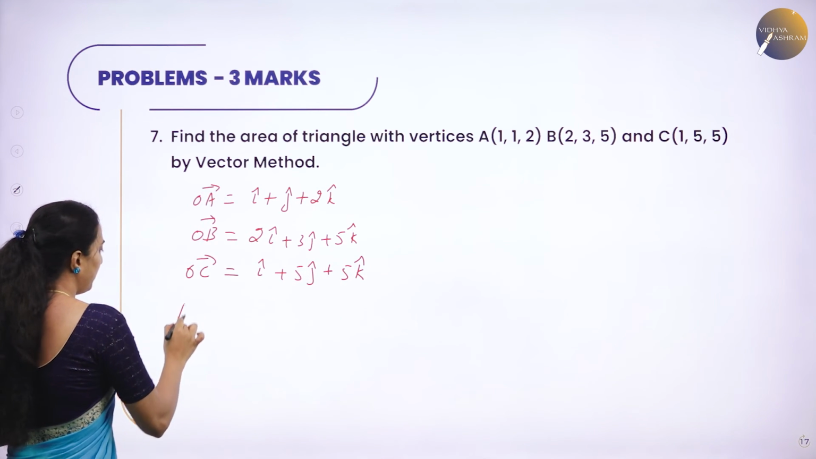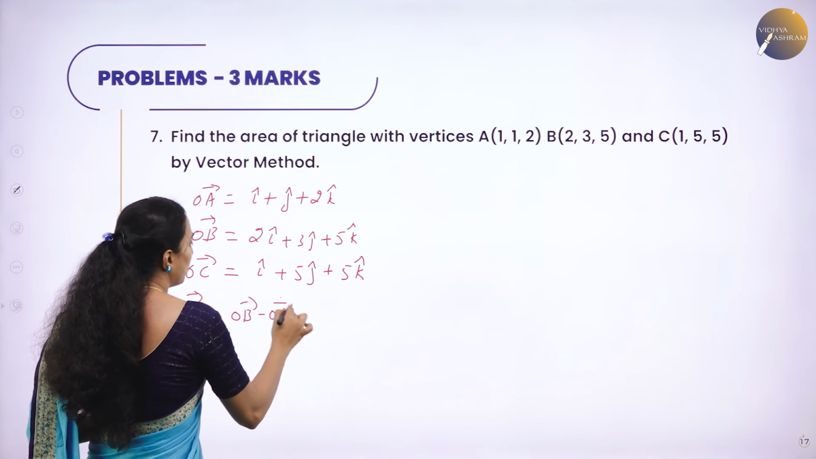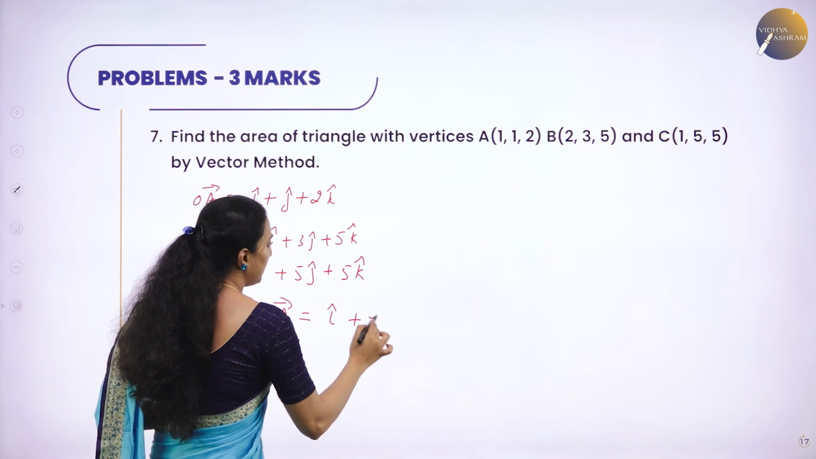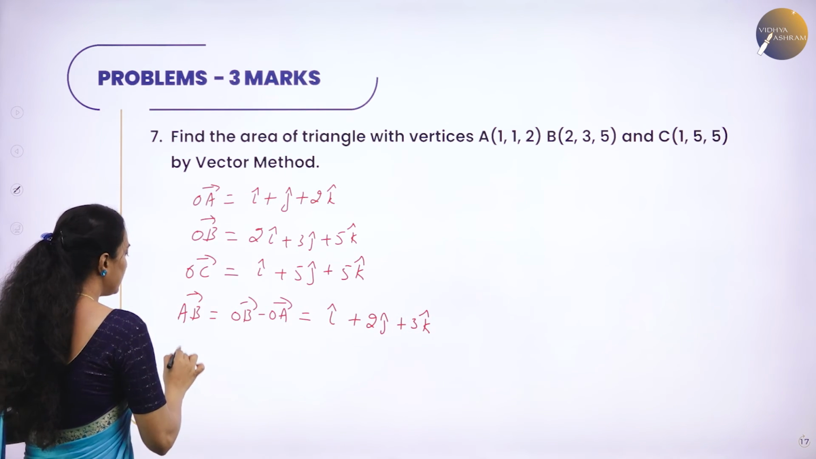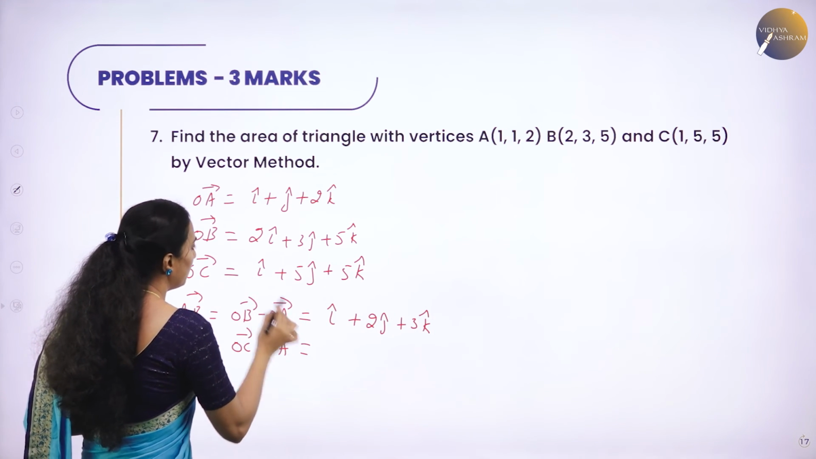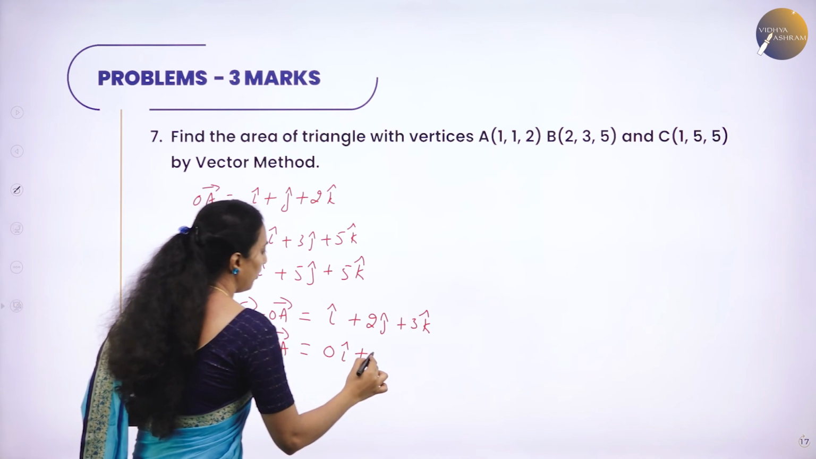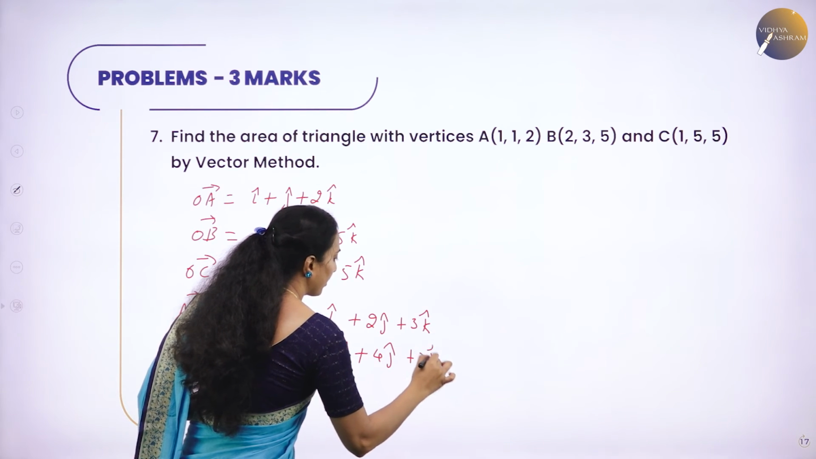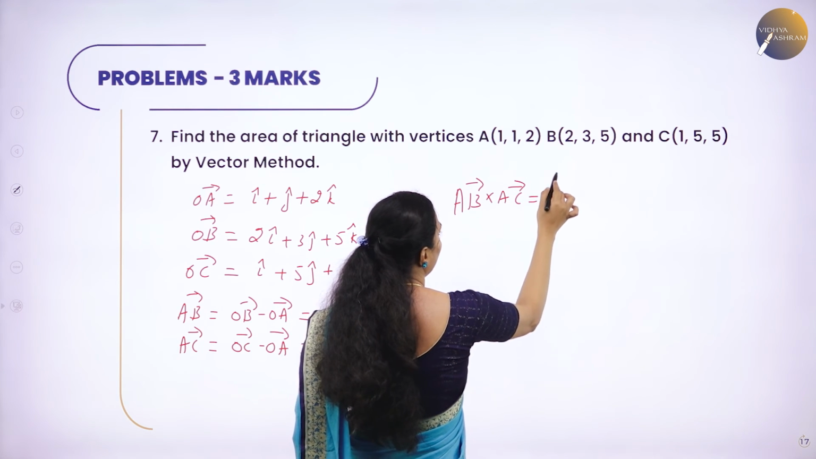Now let us do AB vector, which is given by OB minus OA, correct? So this is 2i minus i, which is i, 3j minus j, which is plus 2j, again 5k minus 2k, which is plus 3k. Similarly, AC vector is given by OC minus OA, which is nothing but i minus i, 0i, plus 5j minus j, which is 4j, again 5k minus 2k, plus 3k.